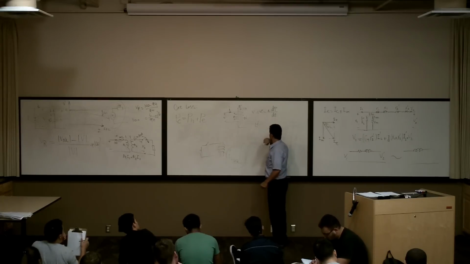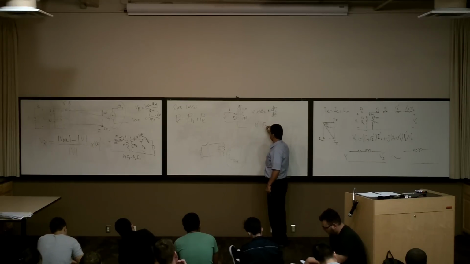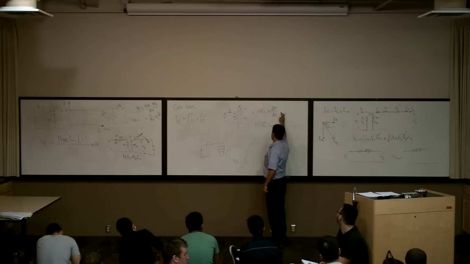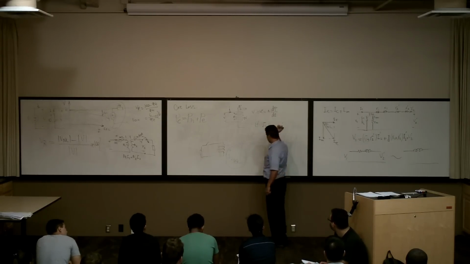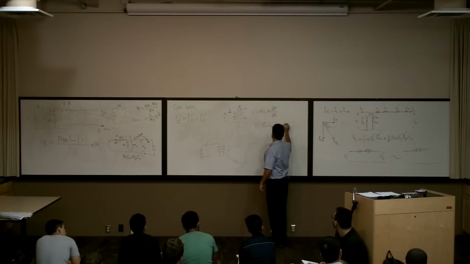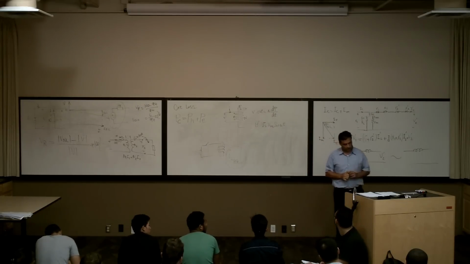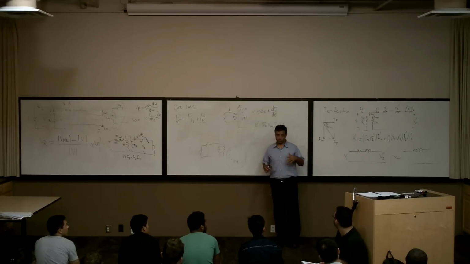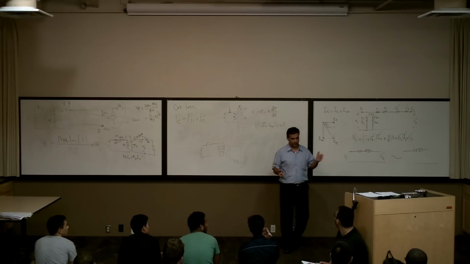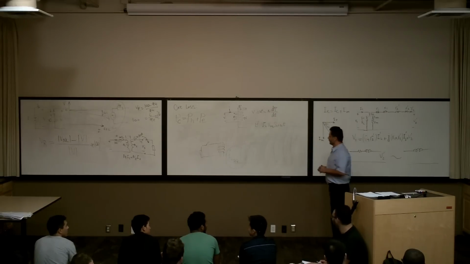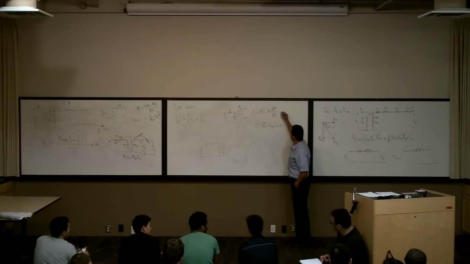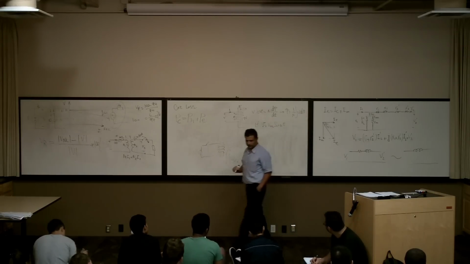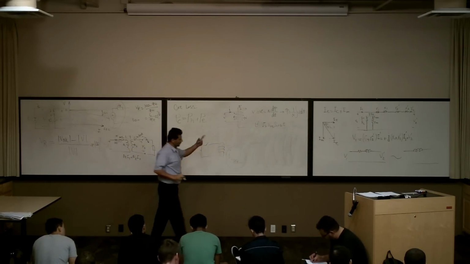If V is equal to, for example, Vm sine omega t. The integral of sine is cosine, right? The integral of sine is minus cosine. I'm sure the integral of cosine is sine, but I don't know if it is minus or not. So phi is going to be 1 over N integral of V dt.